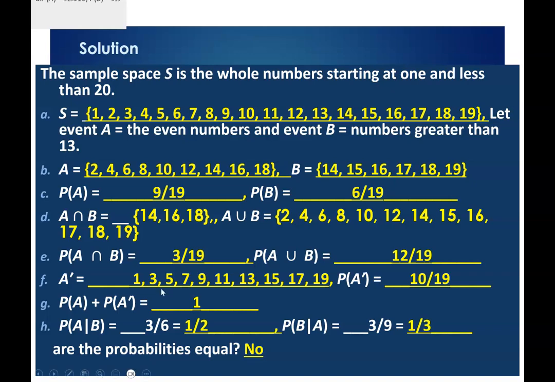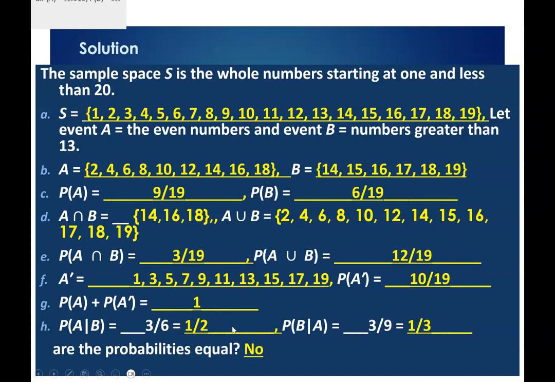The complement of A would be all the odds. So we're listing those out. I should have braces around here. 1, 3, 5, 7, 9, 11, 13, 15, 17, 19. Probability of that is 10/19. They add up to 1.